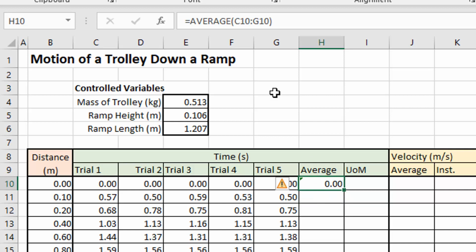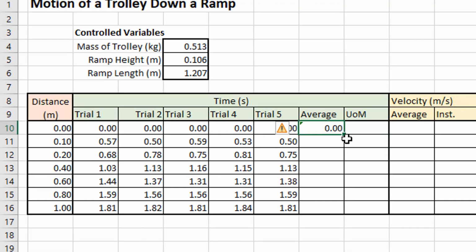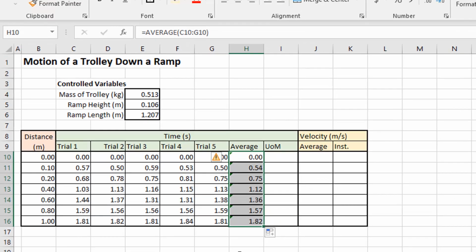Now what I can do, instead of typing that formula in again, is select that cell, and then grab that small little square at the bottom right corner of the cell. That's my autofill handle, and then I can drag that down, and that uses the exact same formula for each of those cells. So it's calculated all of my averages for me. It stuffed up my formatting a little bit. That's okay, I'll fix that up in a minute.